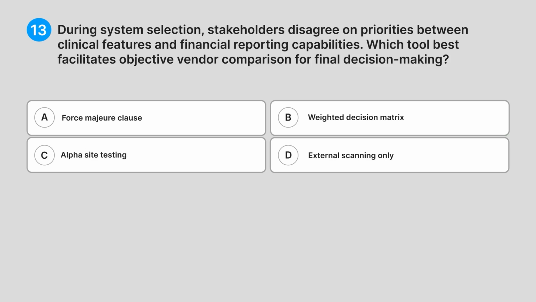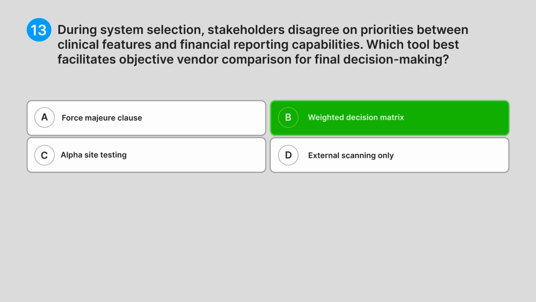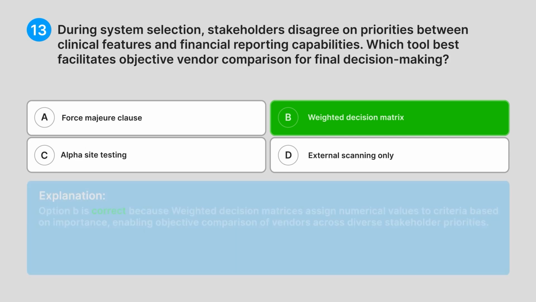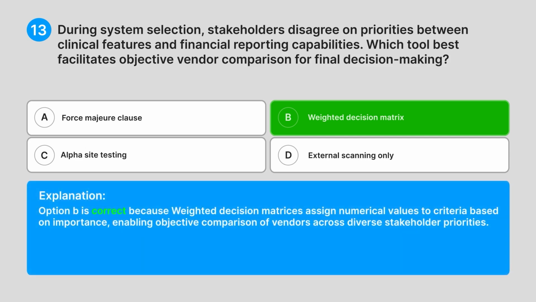Correct answer, B. Weighted decision matrix. Explanation. Option B is correct because weighted decision matrices assign numerical values to criteria based on importance, enabling objective comparison of vendors across diverse stakeholder priorities.